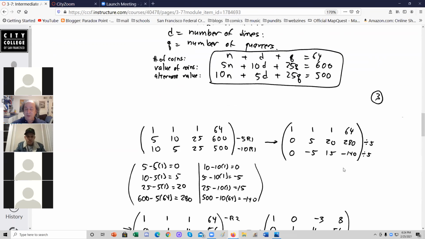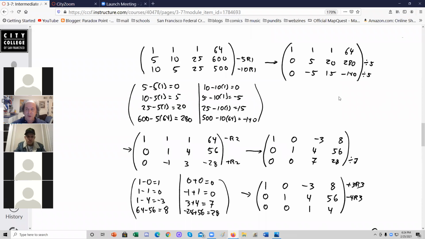Okay, we can divide these by 5. That'll make all the numbers smaller. So divide the second row by 5 and the third row by 5. When you do that, you get 0, 1, 4, 56, and 0, negative 1, 3, negative 28. And the first row is still 1, 1, 1, 64.